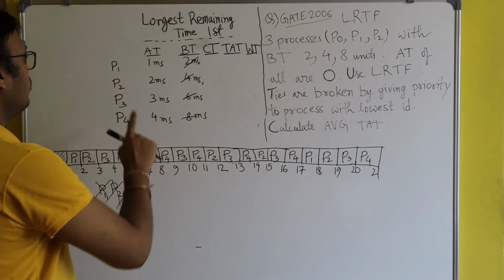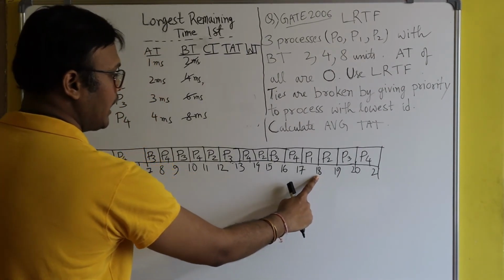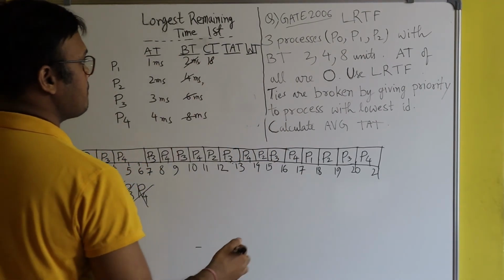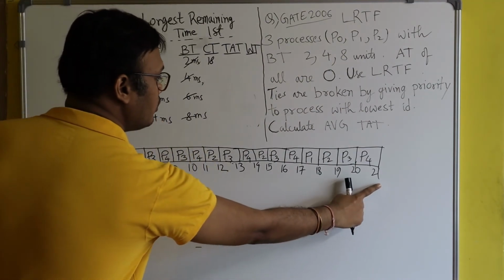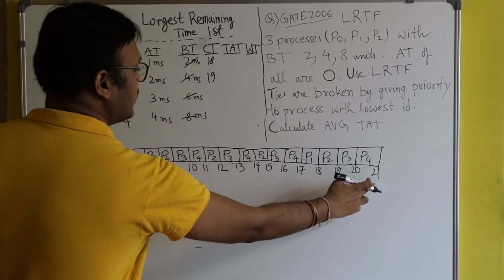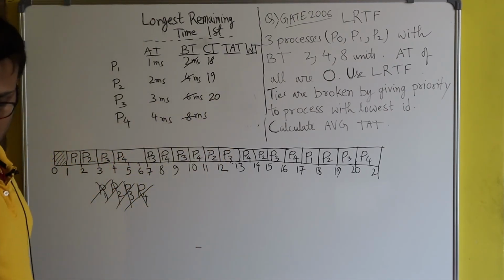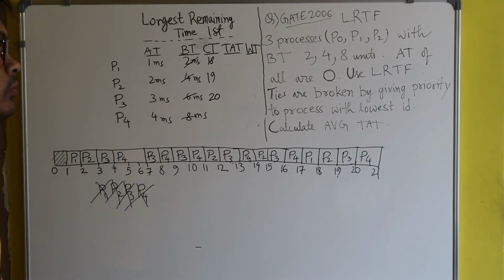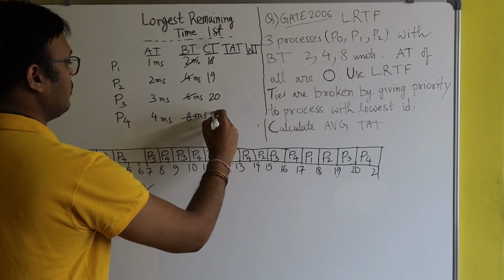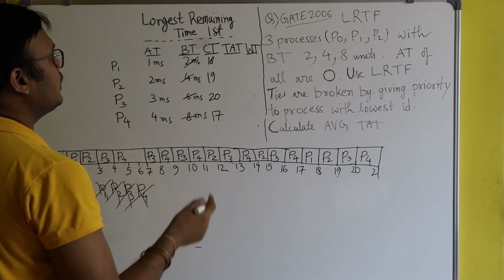So now you see, what's the completion time of process P1? The completion time of process P1 is 18 milliseconds. So here you will write 18, not seconds, it's milliseconds. What's the completion time of process P2? It's 19. What's the completion time of process P3? It's 20. What's the completion time of process P4? It's 17.